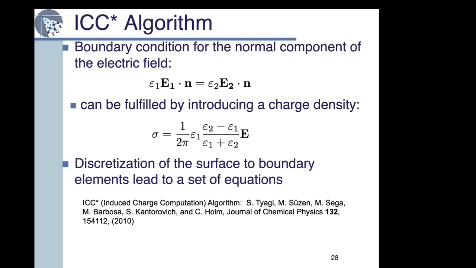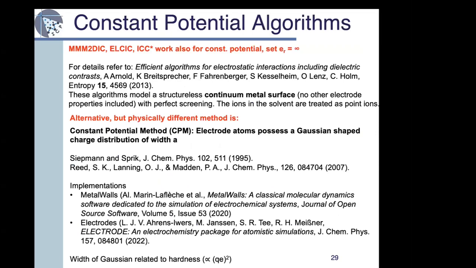And therefore, if you think in terms of dielectric interfaces, why not just choose as my dielectric interface a metal system? So where actually my epsilon on the side where I am looking at is infinity. And that really produces, again, a constant potential surface. And therefore, we can, in principle, with all our methods which we have developed for dielectric interfaces with this MMM2D, ELC, and ICC, they also work for constant potential via setting this epsilon r to infinity.